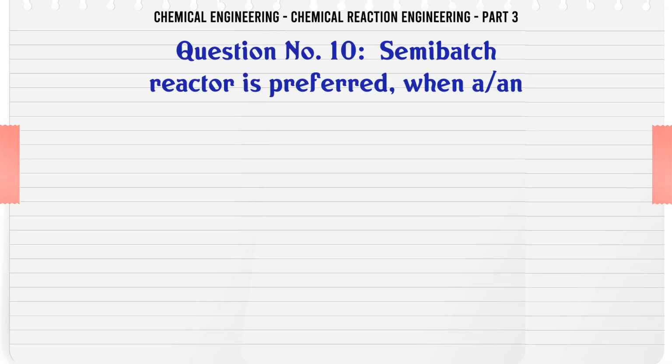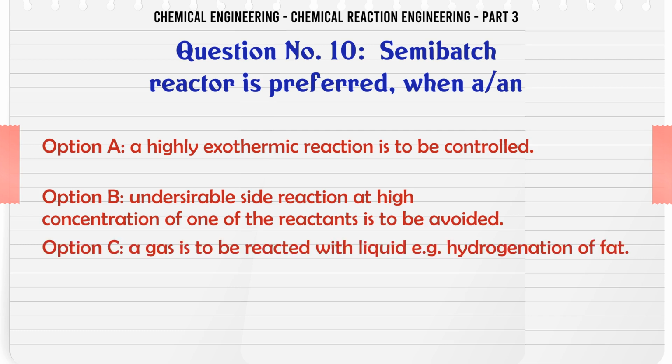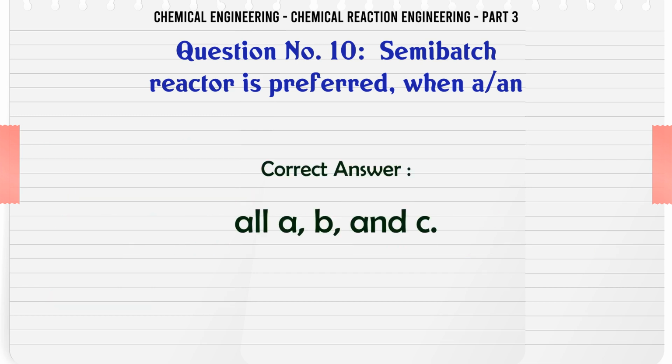Semi-batch reactor is preferred when: A. a highly exothermic reaction is to be controlled, B. an undesirable side reaction at high concentration of one of the reactants is to be avoided, C. a gas is to be reacted with liquid, e.g. hydrogenation of fat, D. all A, B, and C. The correct answer is all A, B, and C.